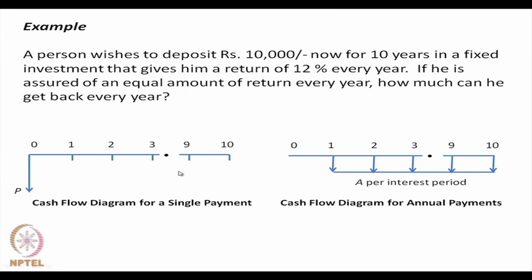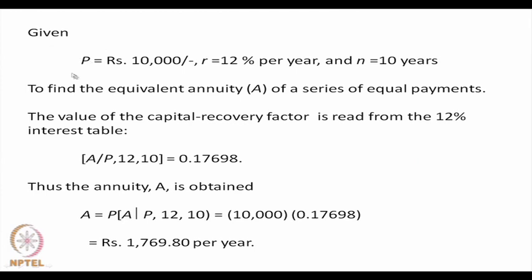So, this is the capital he is investing and this is how he is recovering the capital. So, we have to find out the capital recovery factor to find A given P, R and N, and multiply that with P, which is 10,000. That will give us the value of A. So, that is what we have done.